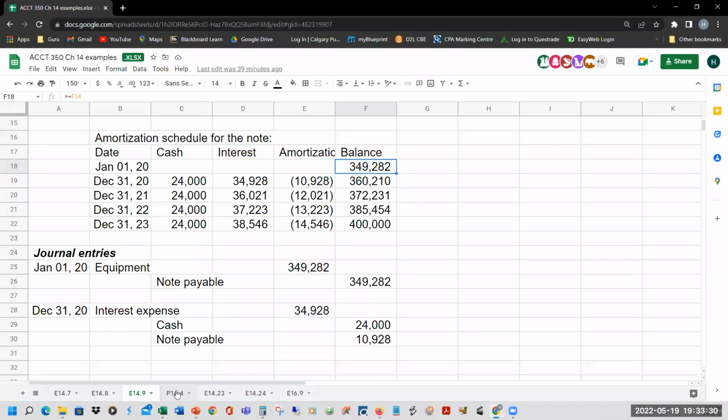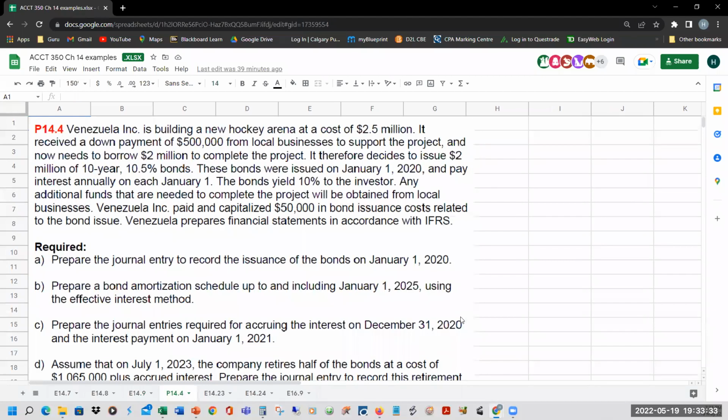So the first example is problem 14.4. All right, so I have modified this question considerably compared to what's there in the textbook. I'm still using the textbook's number just because it's not my original question, but I've modified it quite a bit. So the company here, Venezuela Inc., is building a new hockey arena at a cost of $2.5 million. I wish, eh? Our arena, the cost is closer to $1 billion. So these numbers are just classic.